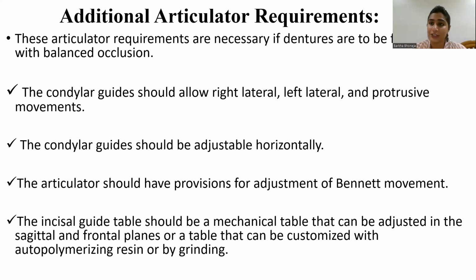The condylar guide should be adjustable so that the inclination of the condyle can be easily recorded into the articulator. The articulator should have provisions for adjustment of Bennett movement. The mandibular condylar shift is called Bennett movement. The incisal guide table should be a mechanical table that can be adjusted in the sagittal and frontal planes, or a table that can be customized with autopolymerizing resin or by grinding. That means the incisal pin rests on the table. Now this table should be adjusted anteriorly, posteriorly, left and right, so as to simulate the movements of the mandible.